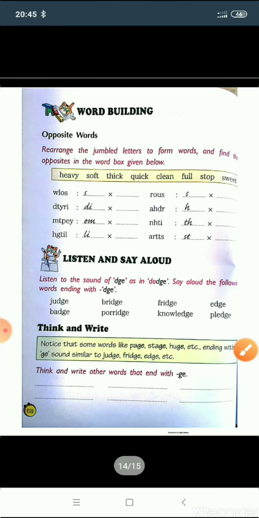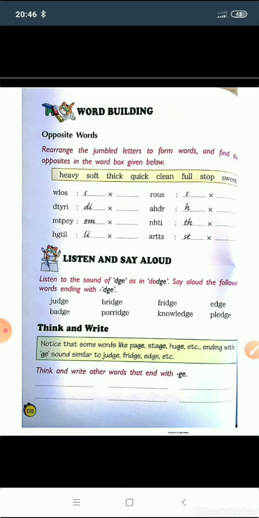Now moving on to the next one, word building. Now children, here are opposite words. Rearrange the jumbled letters to form words and find the opposites in the word box given below. As you can see, a box is given and some words are written, and below that some jumbled words are given. First you have to sort out the jumbled word and write the correct word. And after forming the correct word, you have to find out its opposite from the box, from that help box.